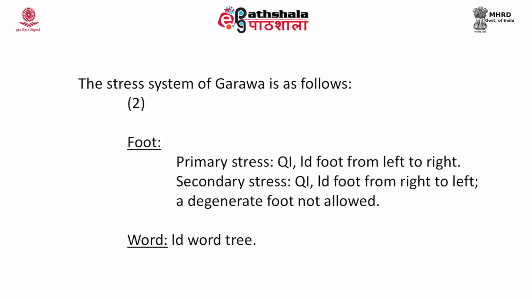You will notice this in the odd numbered words, such as Kamalarinji, for example, that the primary stress is from left to right, and then the secondary stress is from right to left. In between, we have a single syllable. Now, this cannot form a stress. That's why it is only in the odd numbered words that it is easy to see that there are two directionalities in the realization of word stress in Garawa.